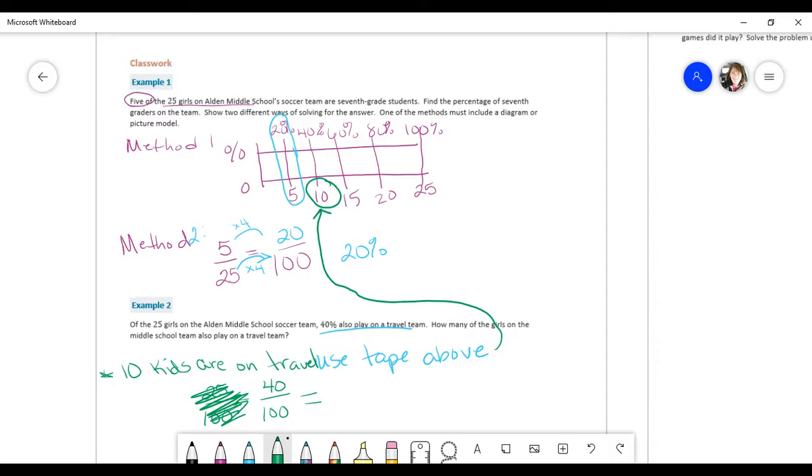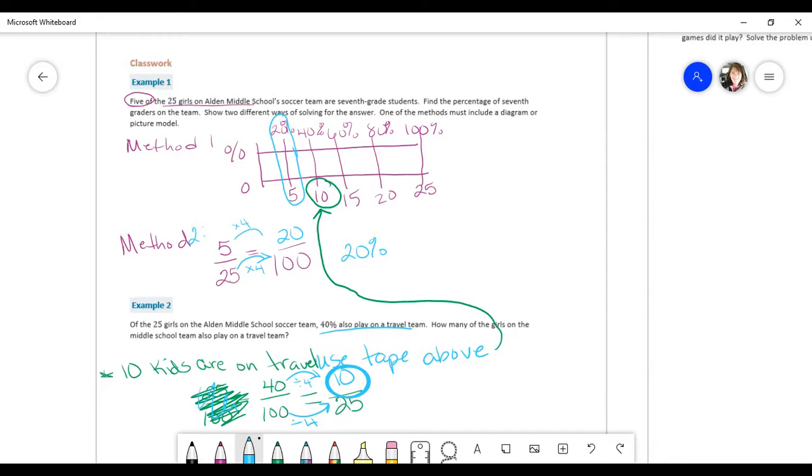And then I need to get this down to 25. How do I get from 100 to 25? What do I divide by? Yeah, 4 quarters. So we're dividing by 4. So then 40 divided by 4 is 10. So that's the second way. I don't know what I was thinking over here. All right, let's go ahead.